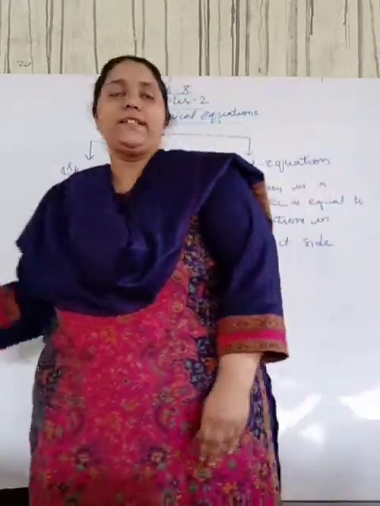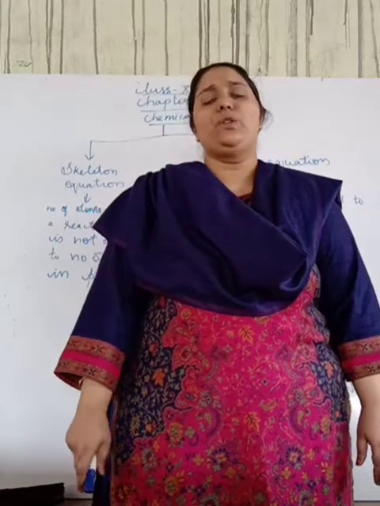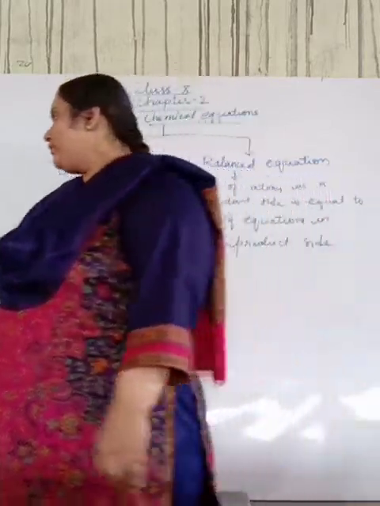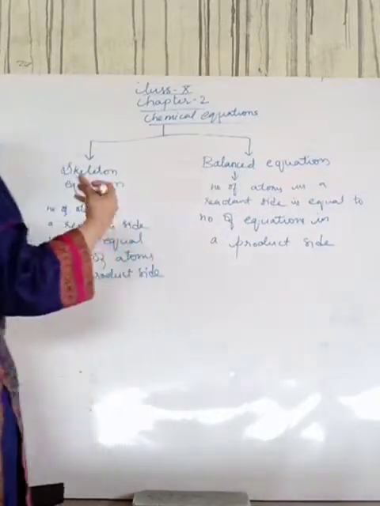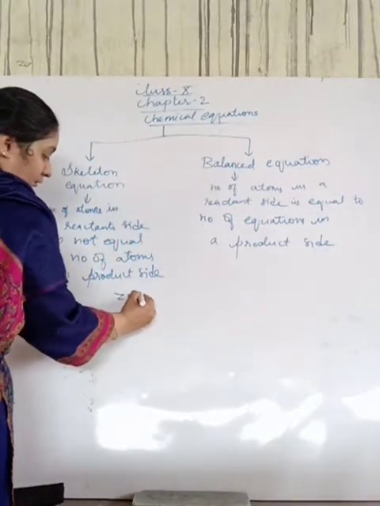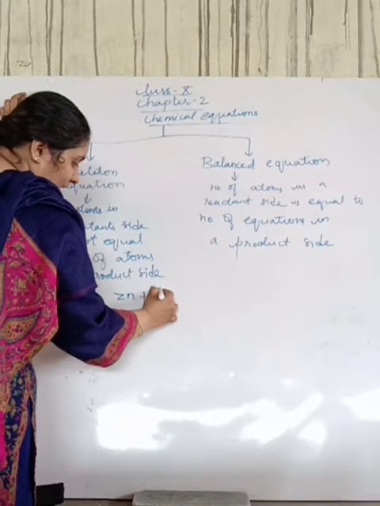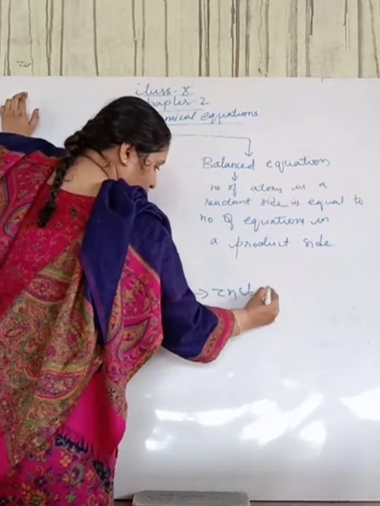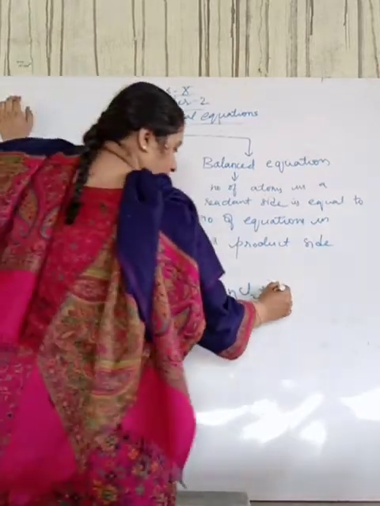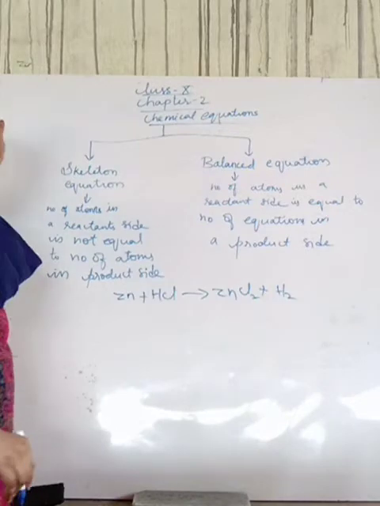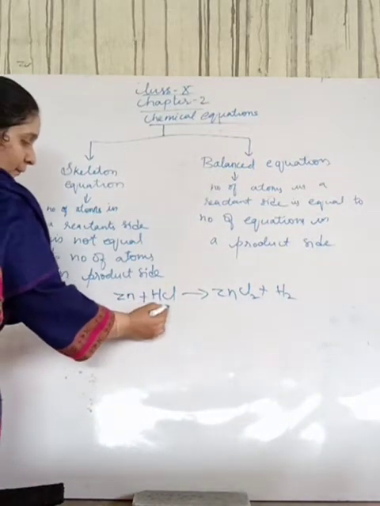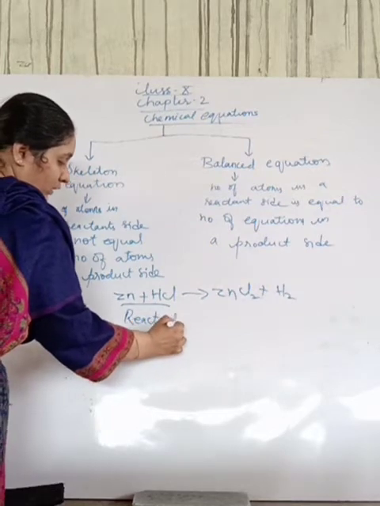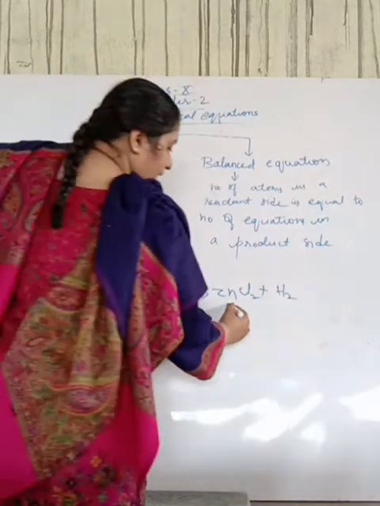So what does it mean? Number of atoms in the reactant side must be equal to number of atoms in the product side. Suppose we take Zn, zinc, plus HCl. What products are we getting? ZnCl2 plus H2. As I just told you, this is the reactant side and this is the product side.